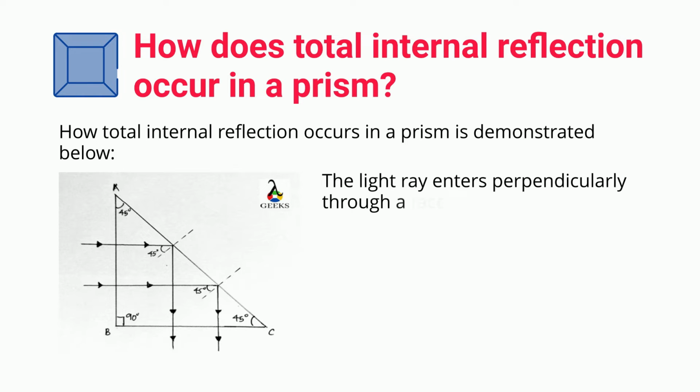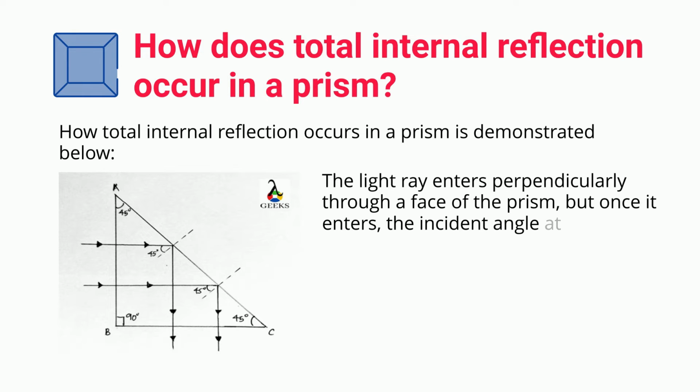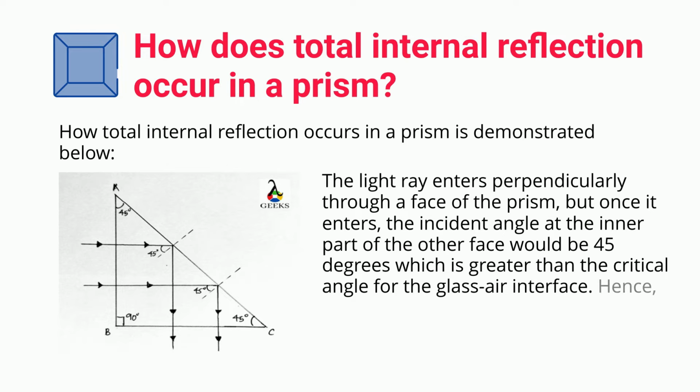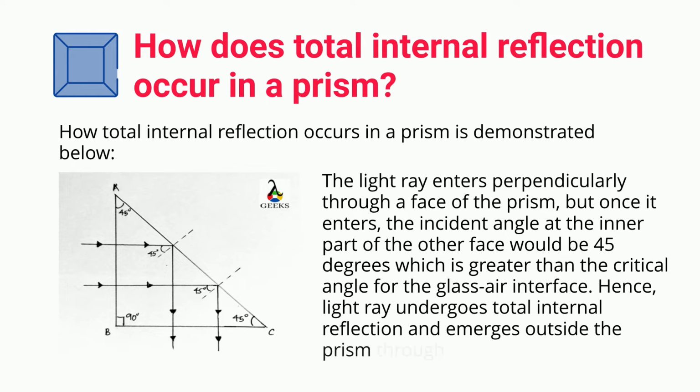The light ray enters perpendicularly through a face of the prism, but once it enters, the incident angle at the inner part of the other face would be 45 degrees, which is greater than the critical angle for the glass-air interface. Hence, the light ray undergoes total internal reflection and emerges outside the prism through the other face normally.